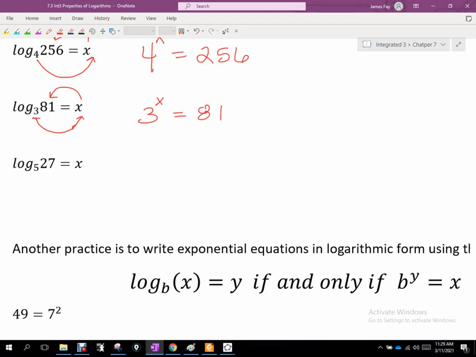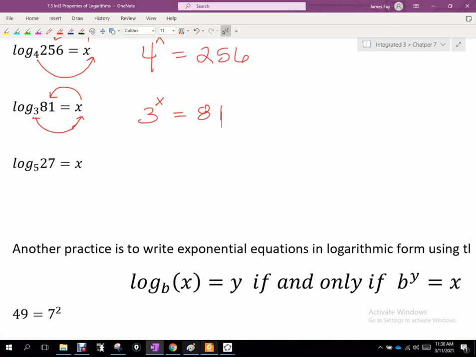If I go 3 times 3, that would be 9, right? 3 times 3 times 3 would be 27. 27 times 3 is 81, right? So that would be 27 times 3. That's actually 3 times 3 times 3 times 3, right? It's 4 3's being multiplied together. So it tells me x had to be 4.